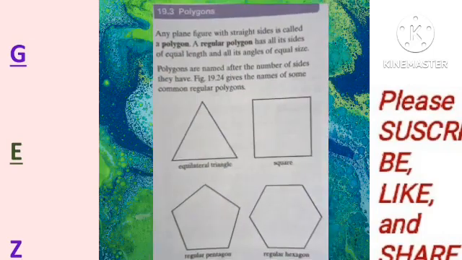I would say au revoir to triangles. Let's say welcome to polygons. Now, a polygon is any plane figure with straight sides. A regular polygon has all its sides of equal length and all its angles of equal size. So polygons are named after the number of sides they have.